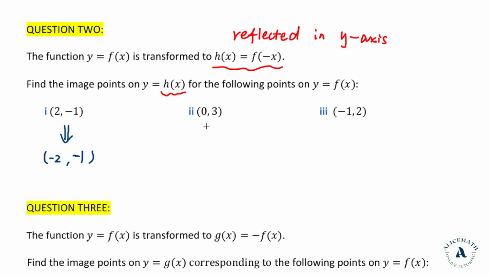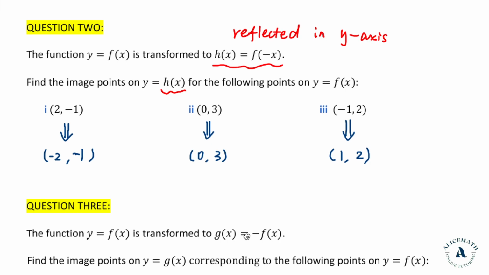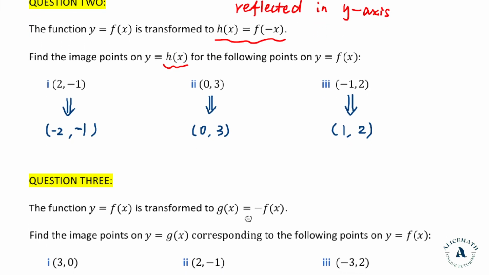The second one, 0, 3. So 0 changing the sign is still 0, and then for 3, the y-coordinate, we keep the same. The last one, -1 and 2. So -1 is the x-coordinate. We need to change the sign, which means +1, and then the y-coordinate is the same. So it's 2. Okay, so this is question 2.